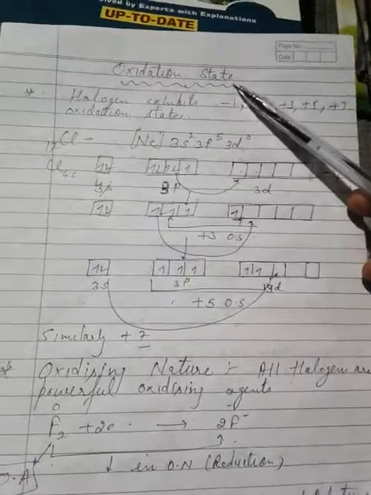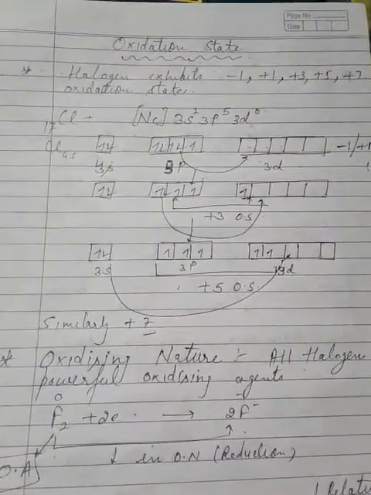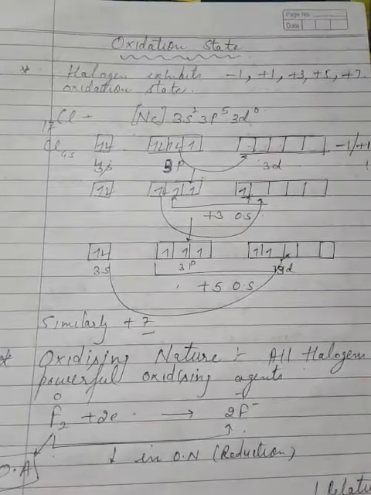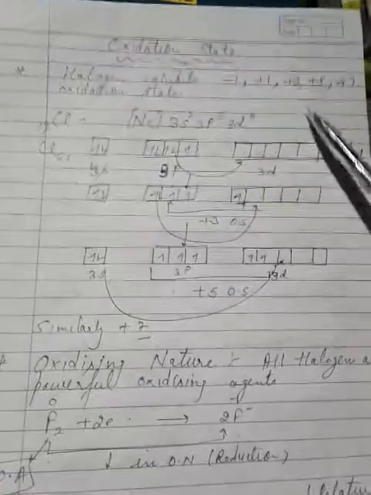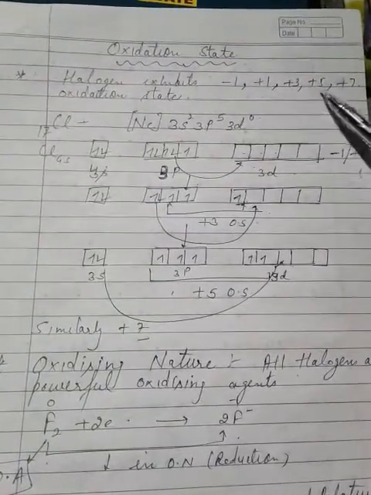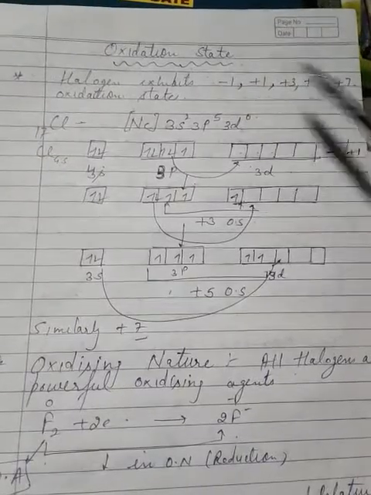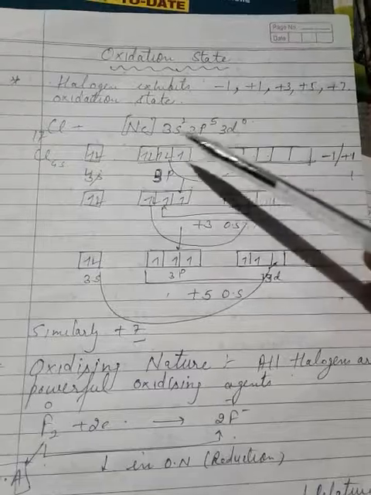As you know the definition of oxidation state, it is defined as the charge which appears on an atom when all other atoms are removed from it as ions. So a halogen exhibits -1, +1, +3, +5, +7 oxidation states. So we can show how they exist in variable oxidation states.